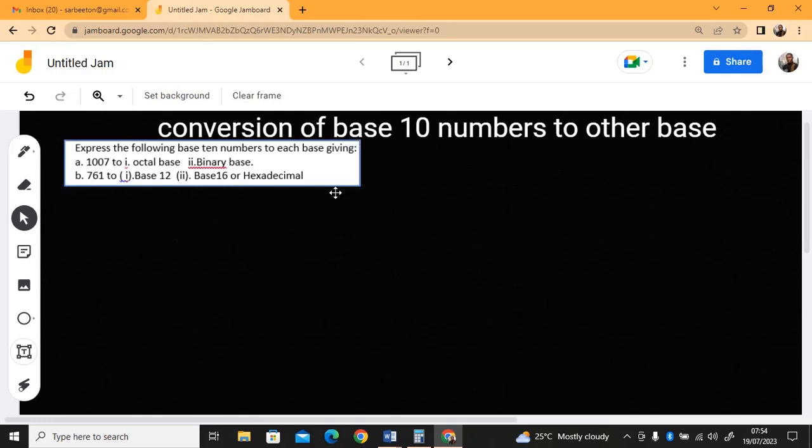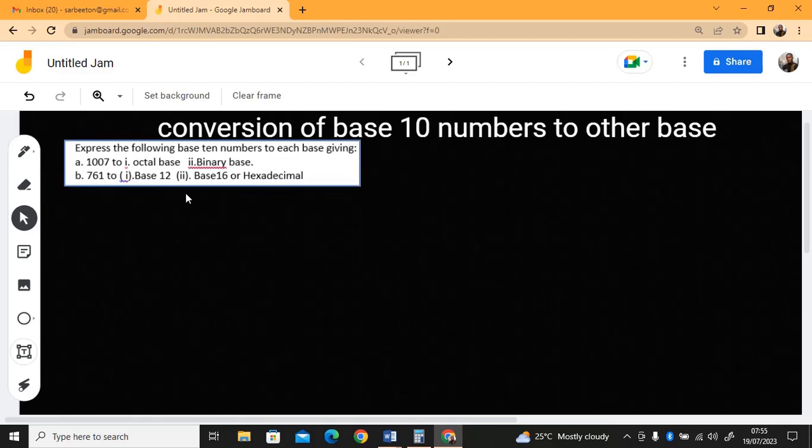When you are converting from base 10 to another base, you are going to divide. Since I'm converting the first one, the I, to octal base 8, I'm going to divide this 1007 by 8. But there's a way we do it.